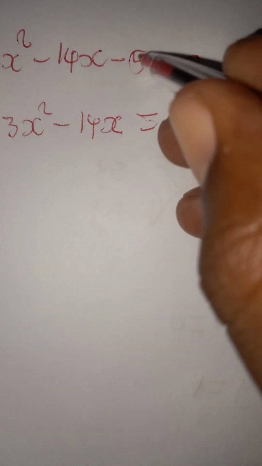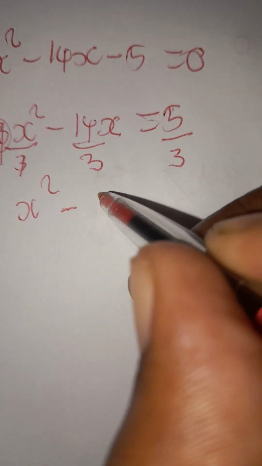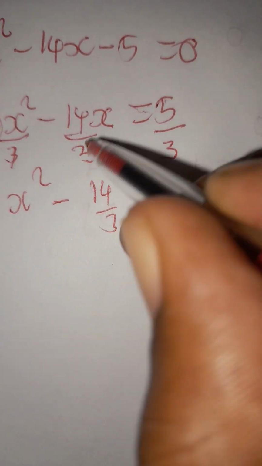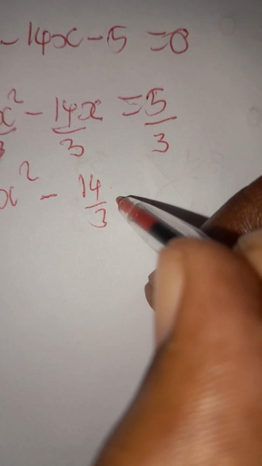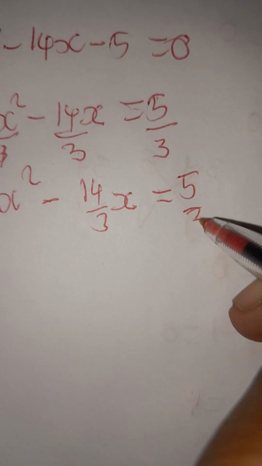To make things simpler here, what you could do is just say 3x squared minus 14x and equate everything. Transpose negative 5, because you want to complete the square. Then divide both sides by 3, since we have a coefficient here. This cancels, we are left with x squared minus 14 all over 3 x, which equals 5 all over 3.